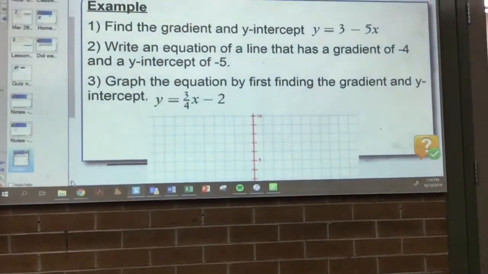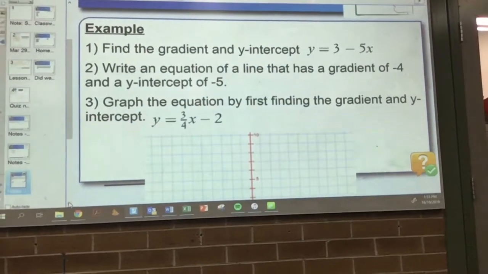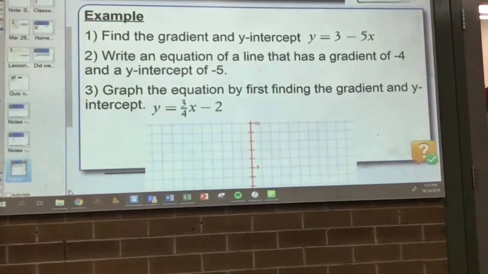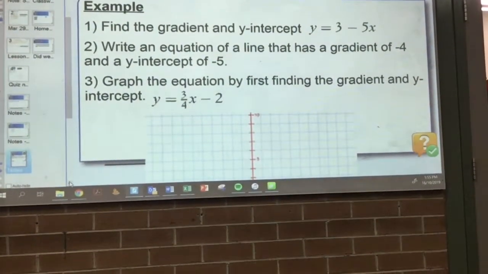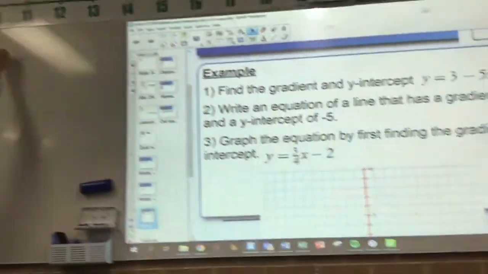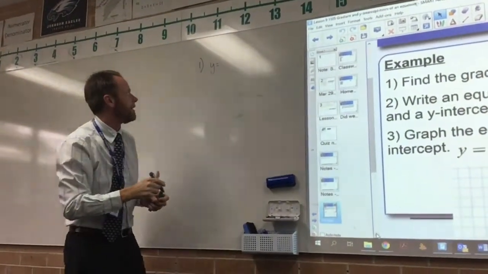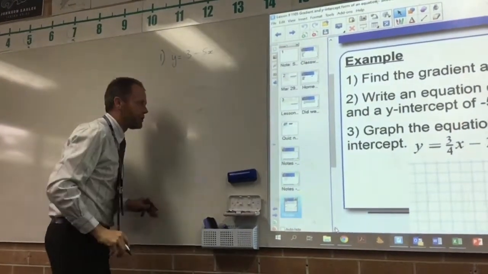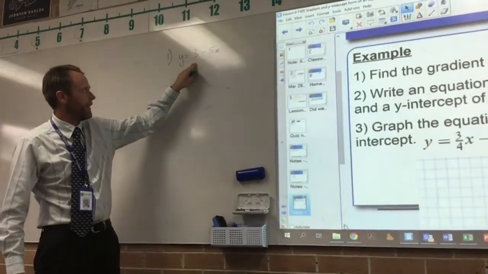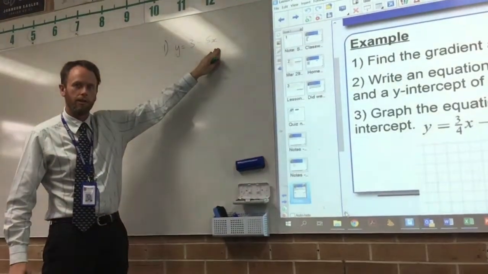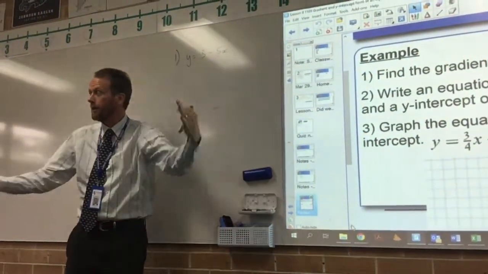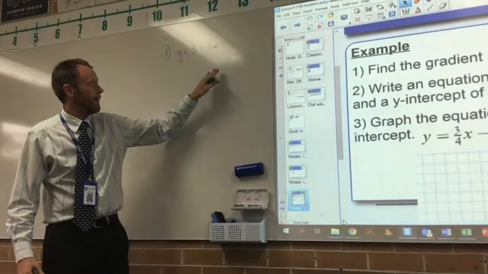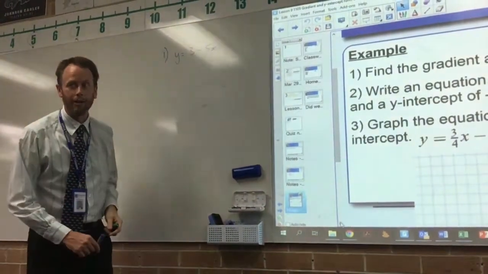So, question number one here, pretty straightforward. Find the gradient and y-intercept of this equation. Now, it might look a bit more complicated because of the way I've written it, but it's still pretty straightforward. The distinction you might notice is it doesn't say mx plus b, but I'm hoping you're clear enough now to be able to work out that m is the number in front of the x.